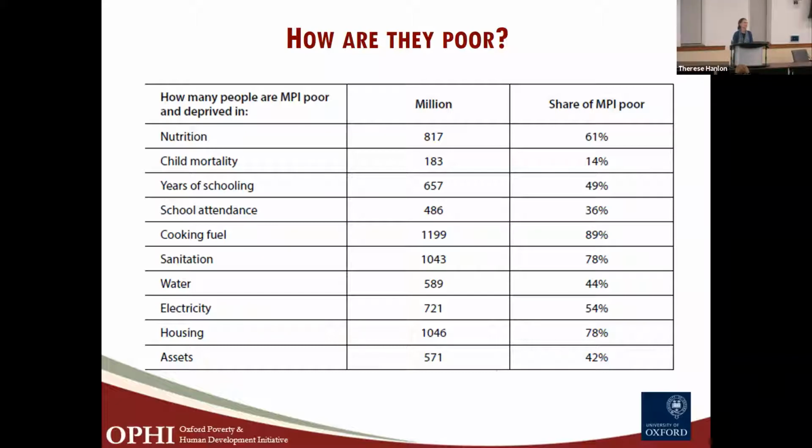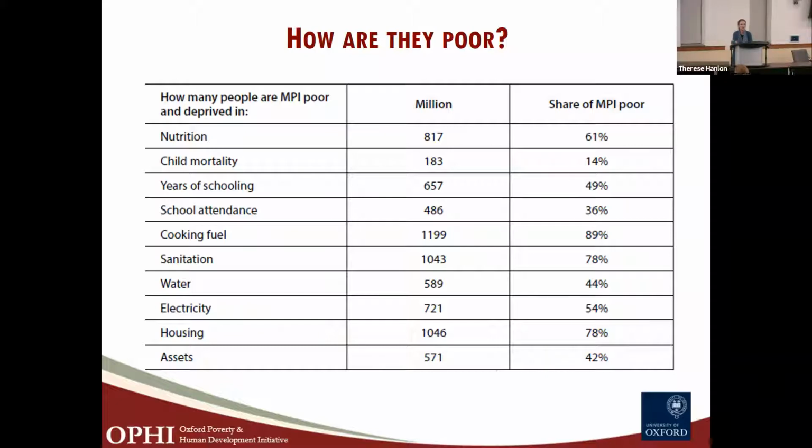And over 1 billion don't have adequate sanitation. So it's either an unprotected pit latrine, for those of you who aren't au fait with these definitions, or you don't have anything at all. But something like a compost toilet or a protected pit latrine is considered adequate.